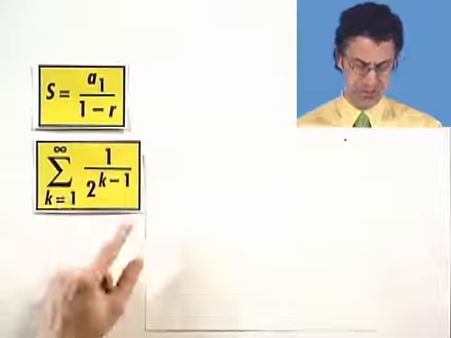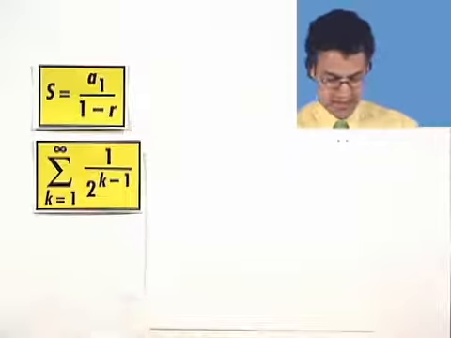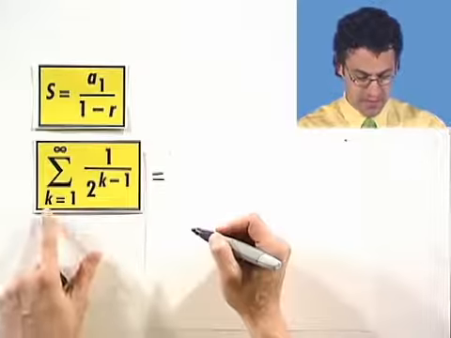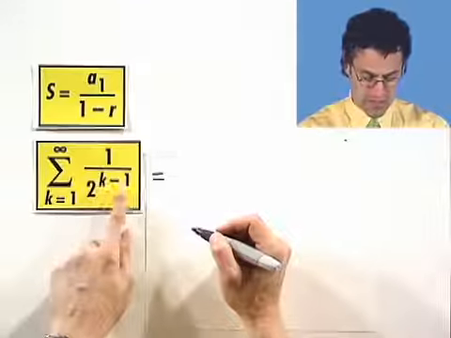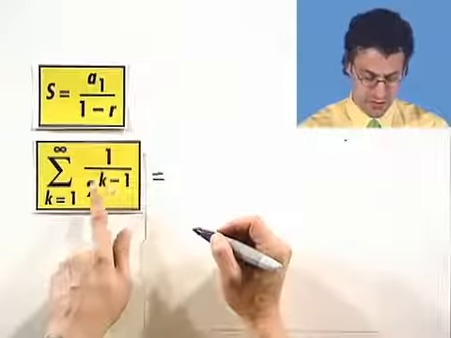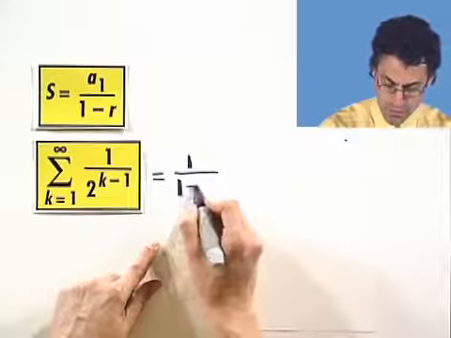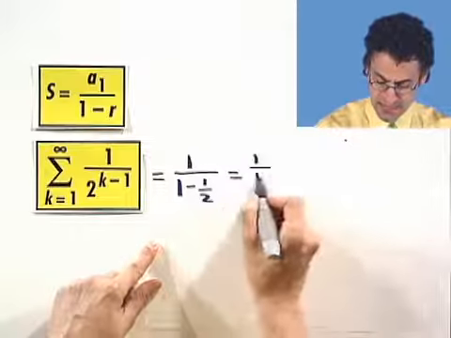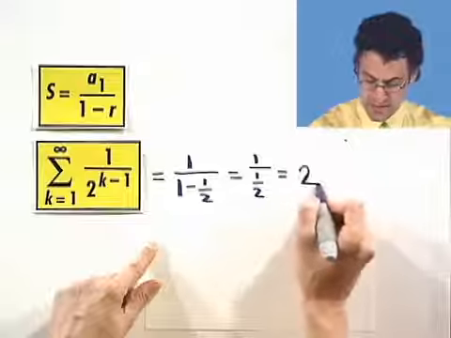This is a geometric series where the constant ratio is 1/2. And so what do I see? I see that the sum is going to be the first term. So what's the first term? I like k equal 1. That's 1 over 2 to the 1 minus 1, which is 0. So 1 over 2 to the 0, which is just 1. So 1 over 1 minus a half. Well, 1 minus a half is a half. When I take a reciprocal and multiply, I see 2.